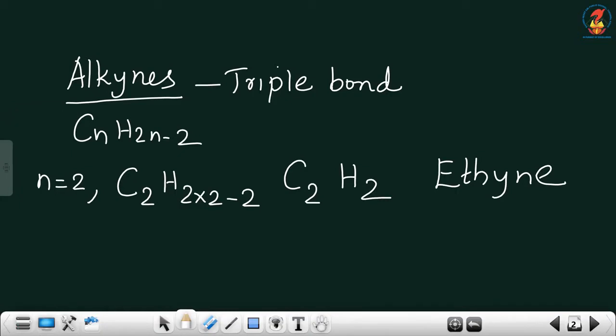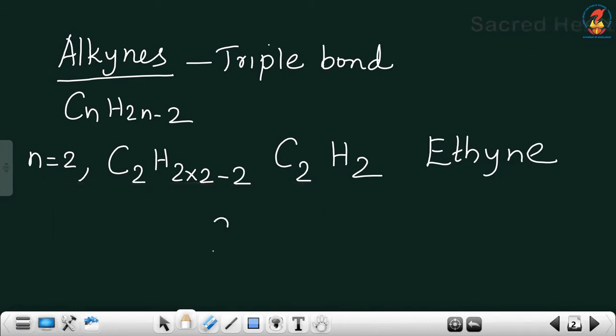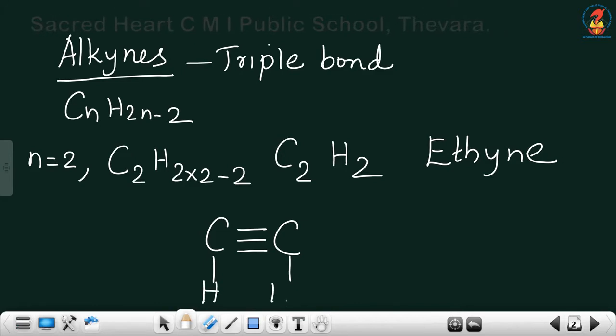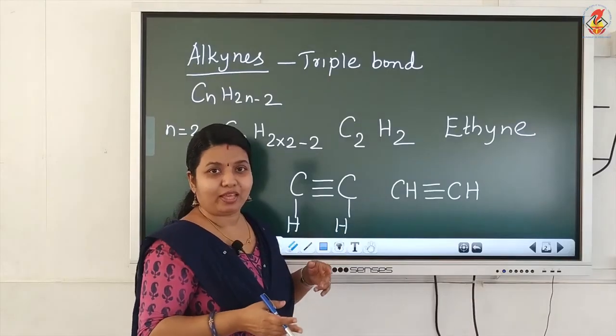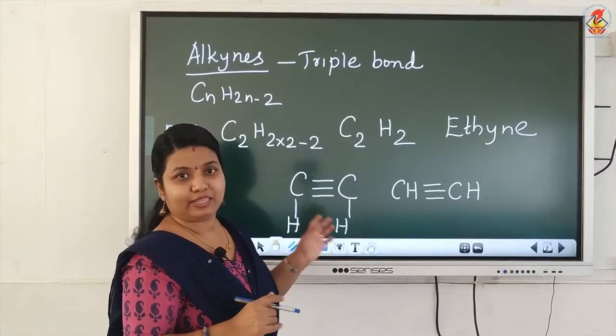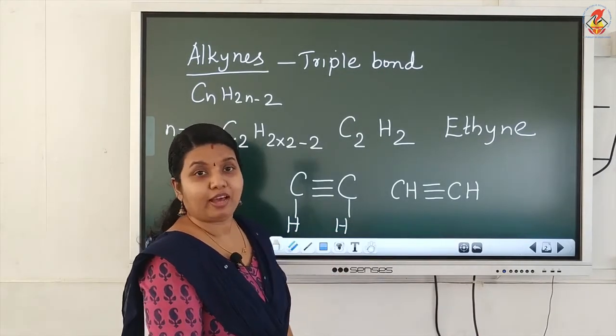So, shall we write the structural formula? 2 carbons. So, between these two carbons there is a triple bond. This is alkyne. Now, how many free valencies? Each carbon atom has only one free valency where you can write hydrogen. So, we write it as CH triple bond CH. So, this is ethyne C2H2, first member of alkynes.